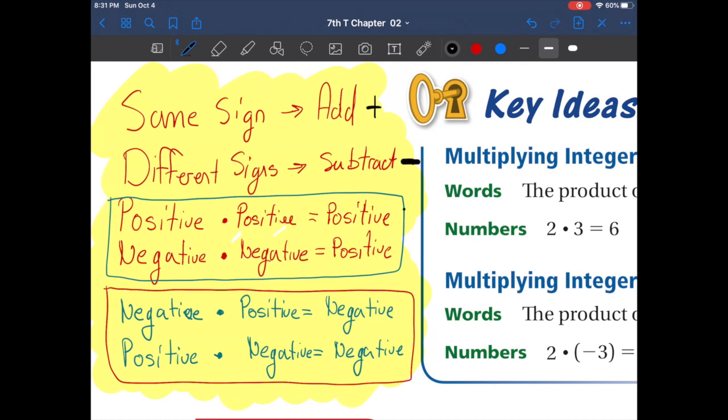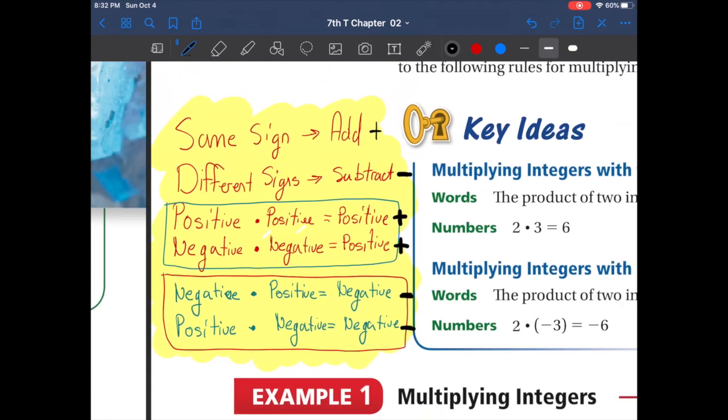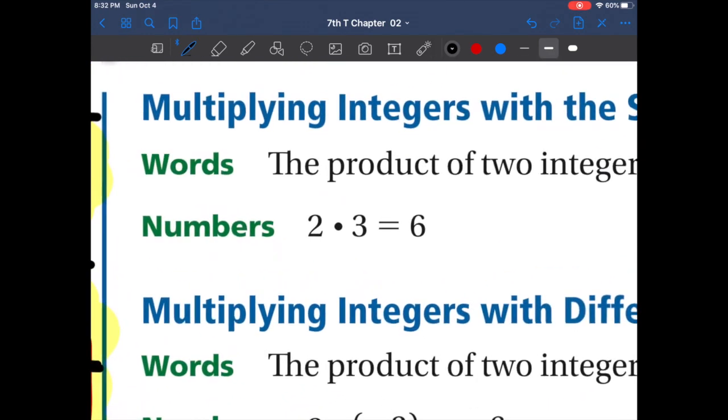So positives and positives, those are the same sign, so it would be positive. Negative times a negative would also be positive. Negative times a positive would be negative, right? Different signs, subtract. Positive times a negative, well, different signs, subtract. Okay? Now that you've had this written down, let's do some practice problems.